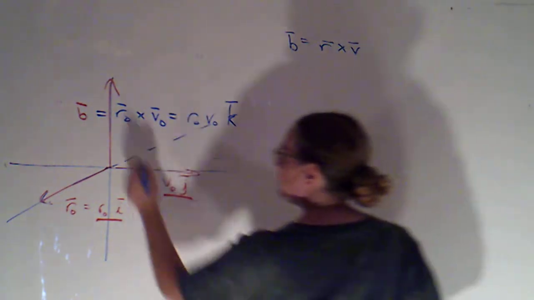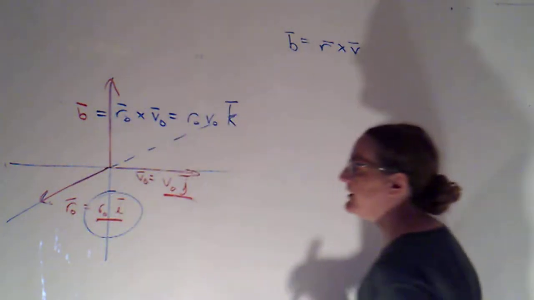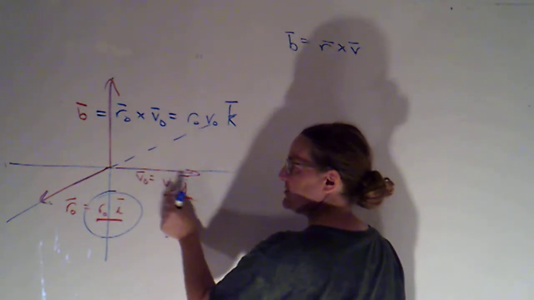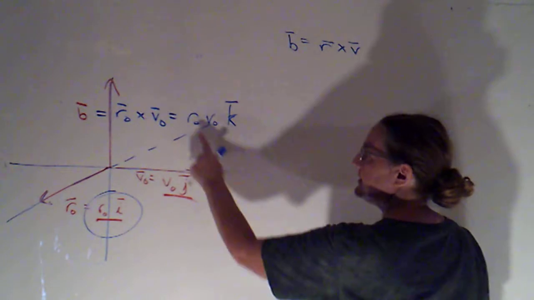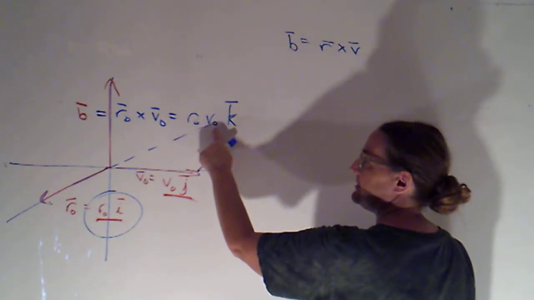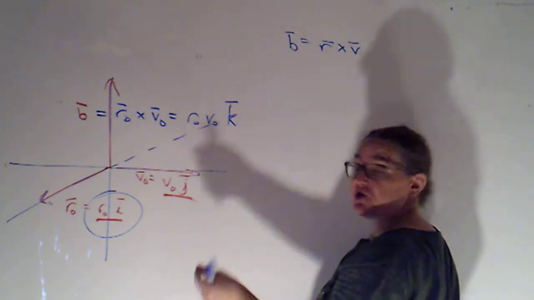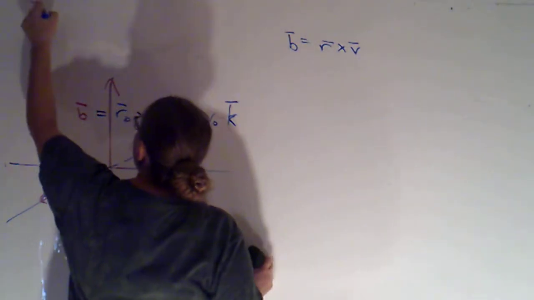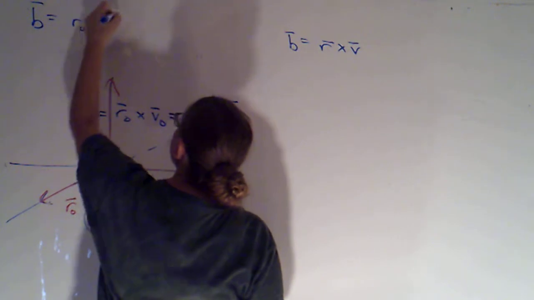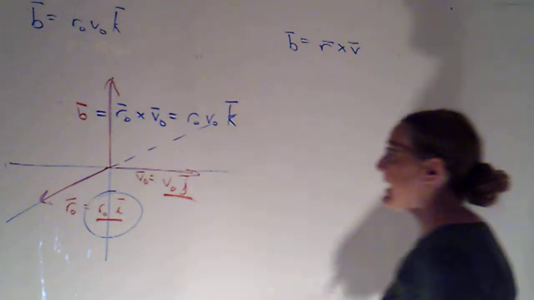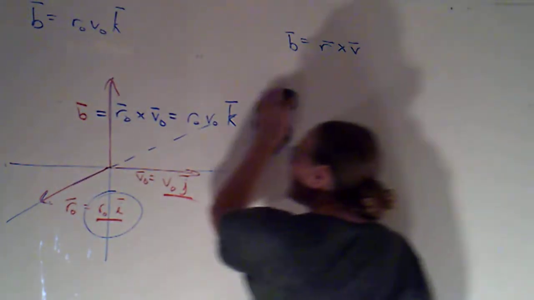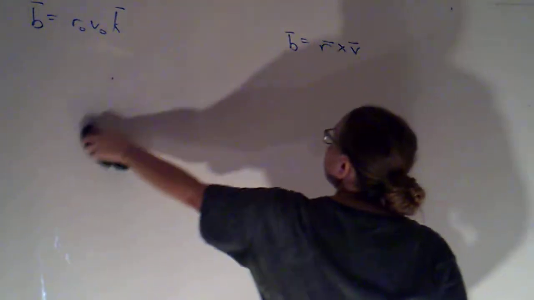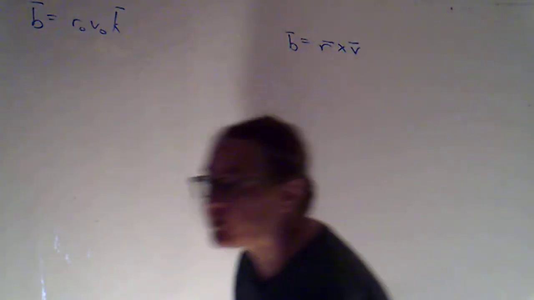And that, of course, since we can characterize R naught as just the initial distance times I, and V naught as the initial speed times J, is going to give us the initial distance times the initial speed times I cross J, which is K. So that characterization I'm going to write up here, that it's just R naught V naught times K. I'm going to now try to get a second characterization of B, using the fact that it's just R crossed with V.